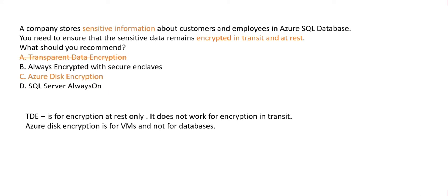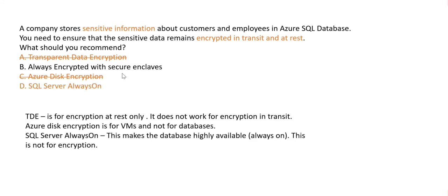The last option, D, SQL Server Always On. This makes the database highly available. This is not for encryption. It's just to make it highly available, always on. Hence we will strike this option. So that leaves us with Always Encrypted with secure enclaves.